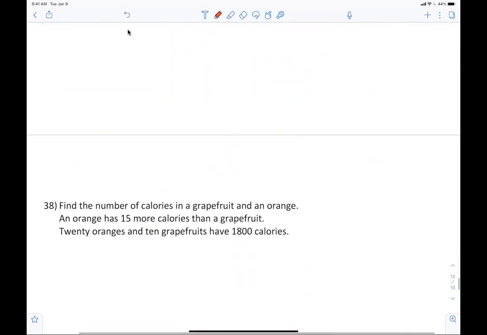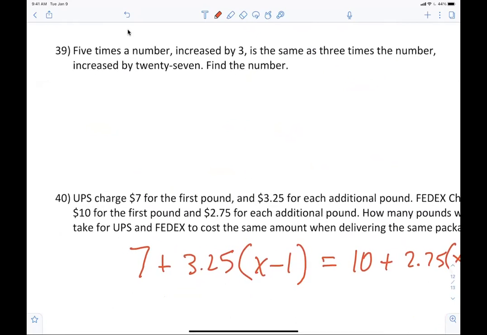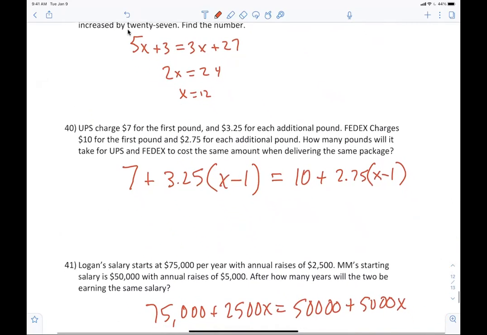39, beautiful. Let's get down to 39. Oh, come on now. 5 times a number, what's that? Increase by 3 is the same as? You are amazing, girl. That's good. All right, that's good. So 2x equals 24, x equals 12. Okay, good for you.